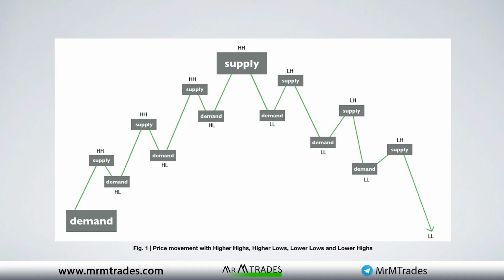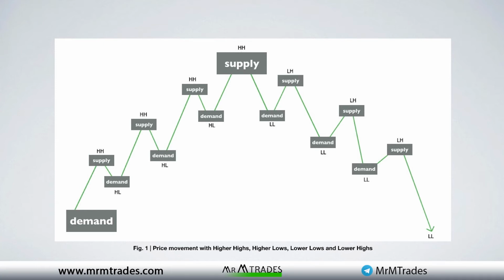As for this picture, all you have to remember is that if the price tries to reach higher, it has to move in a certain way, creating higher highs and higher lows in an uptrend, and when it wants to reach lower, it creates lower lows and lower highs in a downtrend.